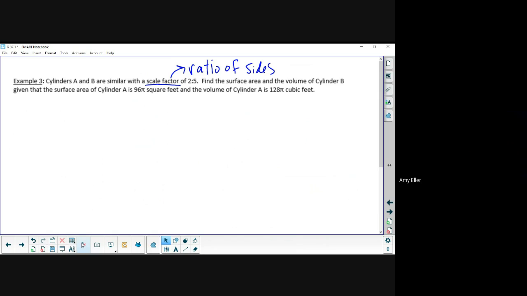We are going to find the surface area and the volume of cylinder B. Given that the surface area of cylinder A is 96 pi square feet, and the volume of cylinder A is 128 pi cubic. Now let's pause for a second. We just got done with lessons over there where we did surface area and volume.